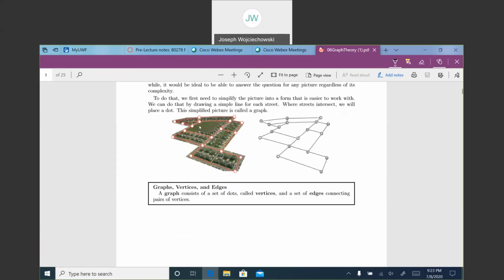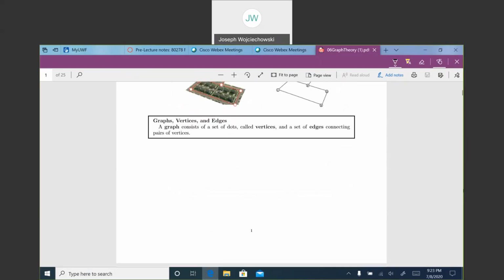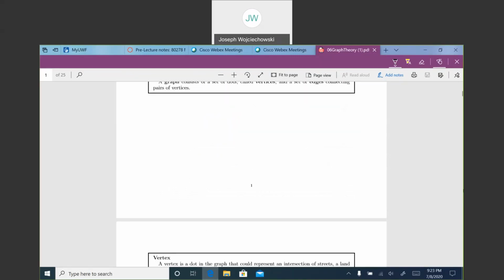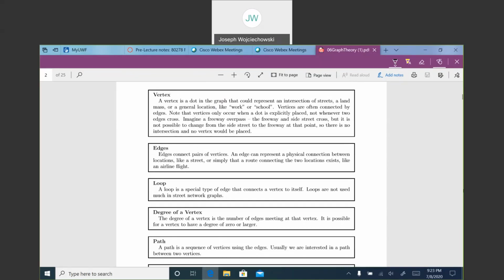So here's the neighborhood, here's the graph. And let's run through some definitions real quick. A graph consists of a set of dots called vertices and a set of edges connecting pairs of vertices. A vertex is a dot in the graph that could represent an intersection of streets, a landmass, or a general location like work or school. Vertices are often connected by edges.